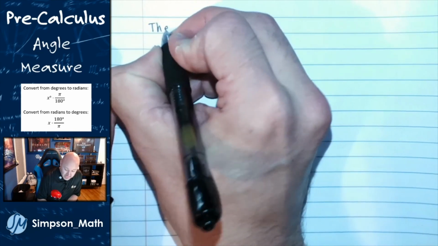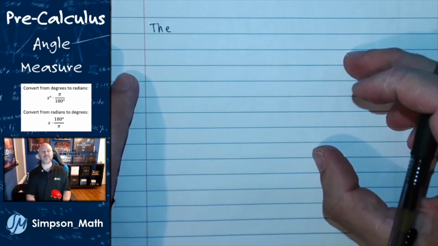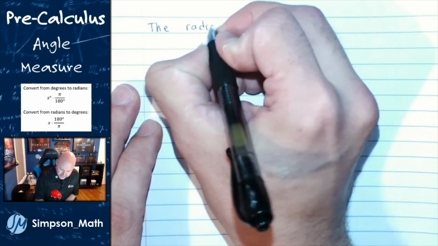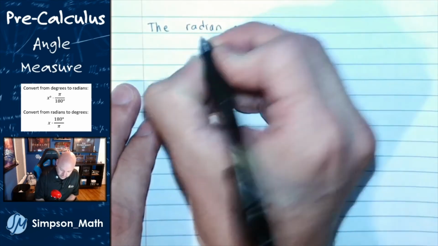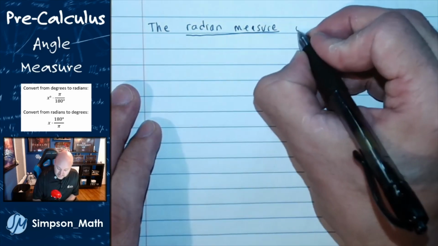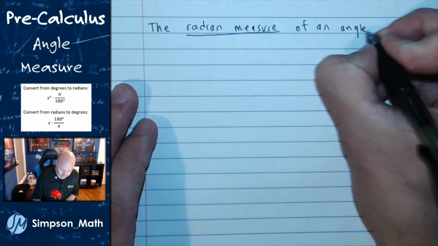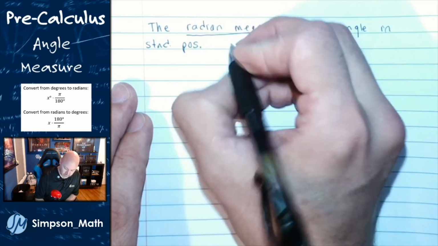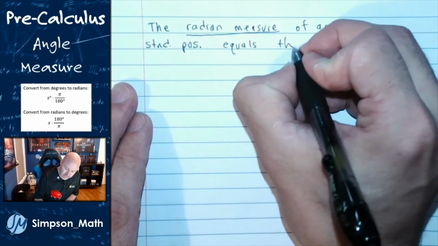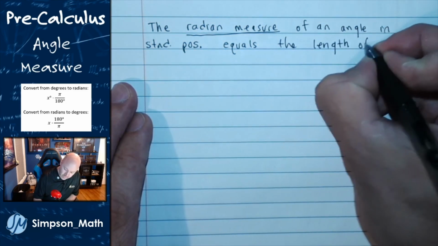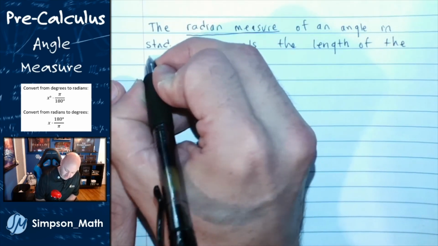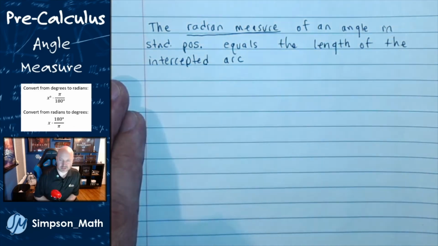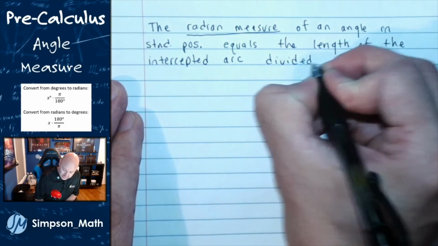Okay. The definition of a radian is quite confusing at first, but it's really simple and kind of elegant as well. Okay, the radian measure, so we're talking about angles here. The radian measure of an angle in standard position equals the length of the intercepted arc, which you know what that is, divided by the radius.